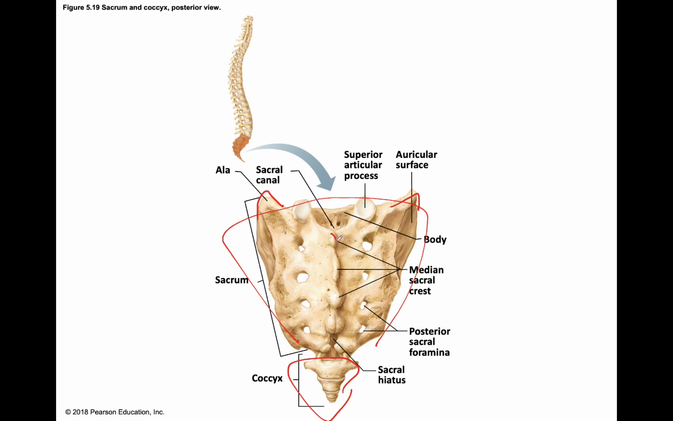You have these back ridges, which are like the spinous processes, but we call them median sacral crests. And then the openings for all of your nerves are called the posterior sacral foramina. So circle that, circle that, circle that, and circle that.